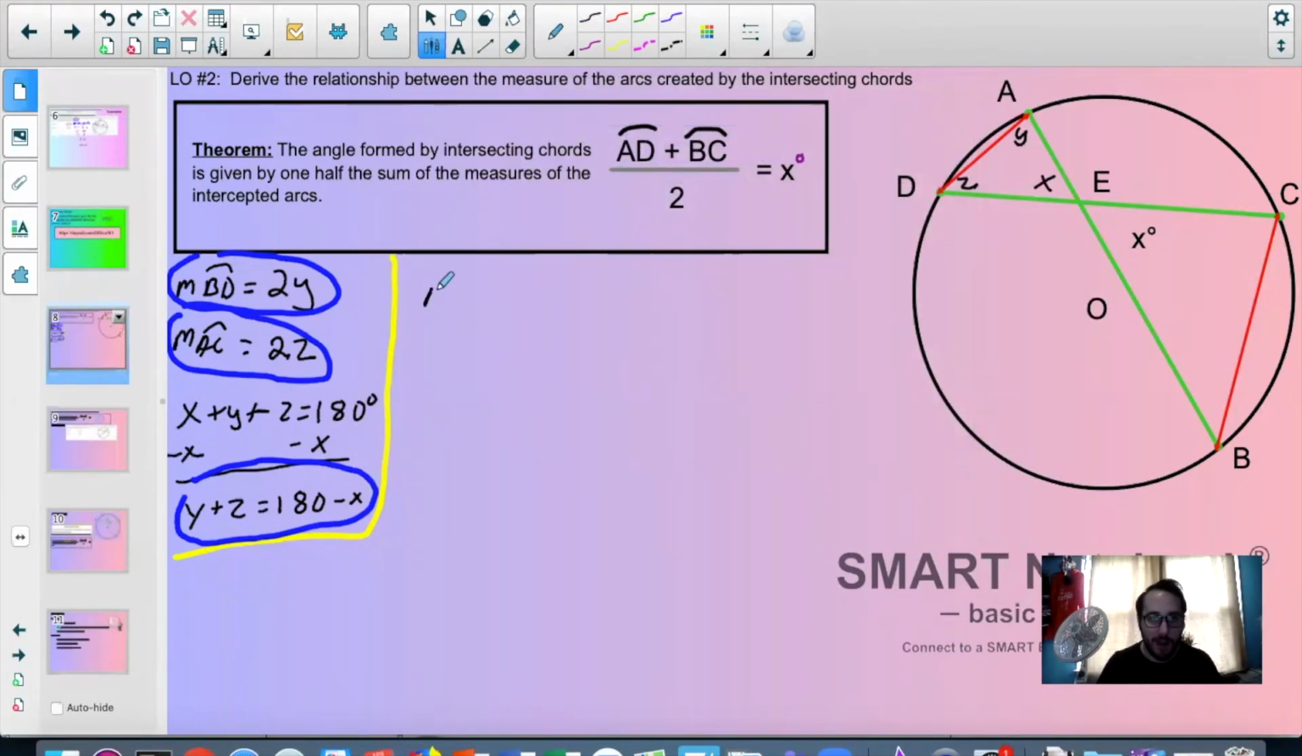That arc AD plus arc BC plus arc BD plus arc AC, right? Those are all the arcs. So AD, AC, CB, DB. A full circle is 360 degrees. So when you add up the measure of all these arcs, it has to be 360 degrees.